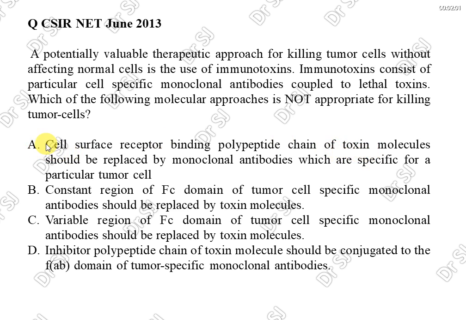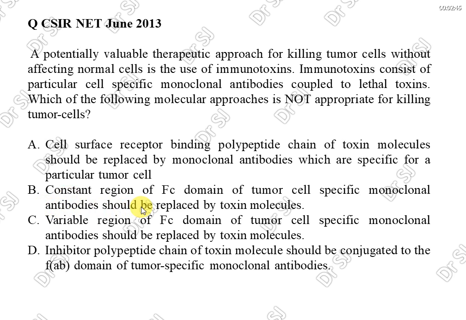So the option says the cell surface receptor binding polypeptide chain of the toxin molecule should be replaced with the monoclonal antibody which is specific for a particular tumor cell. The toxin molecule will retain its toxicity if we replace the receptor binding polypeptide chain and replace it with the monoclonal antibody specific for a particular tumor cell. So this approach should work for killing the tumor cells, right? So this is right.